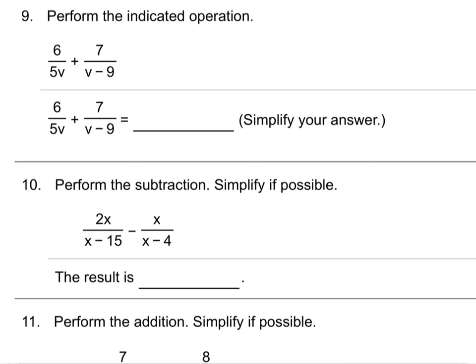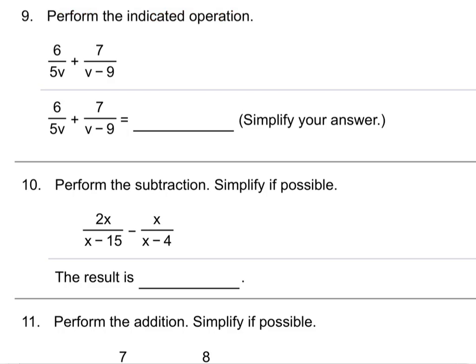Denominators are the bottom, right? So they need a 5. So we times it by 5. The second term goes by 5, no? Yeah. In fact, let me just rewrite this and give a little more room. What was it? 6 over 5v plus 7 over v minus 9.